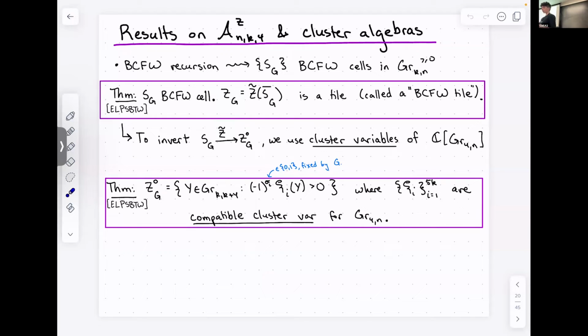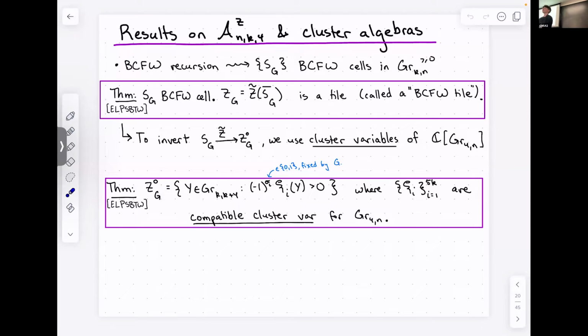You can describe your tile as a semi-algebraic set using 5K compatible cluster variables for the Grassmannian. Remember, compatible means all of these cluster variables appear together in some cluster. So for each BCFW tile, there's a collection of 5K compatible cluster variables, and by specifying the signs of those cluster variables, I can exactly cut out the tile of interest.